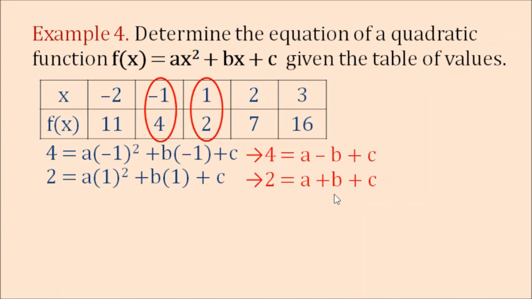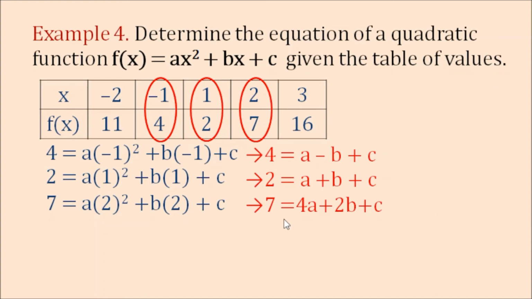And for our third equation, we are going to use the point with coordinates 2 and 7. So this means this f of x is 7, then equals a times 2 squared plus b times 2 plus c. Then simplifying this, we will get 7 equals 4a plus 2b plus c.